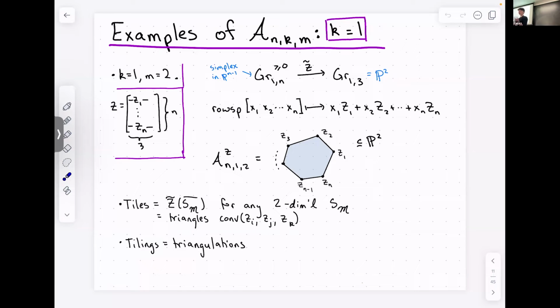Okay, so great. That means that for this particular example, the tiles are actually just the images of any two-dimensional positroid cell, and they're also exactly triangles inside of this polygon. So tilings are exactly the same thing as triangulations. Okay, so this is m equals 2, and we're only going to be thinking about m equals 4, so I'll basically stop drawing pictures. Actually, can I ask you about the previous slide again?